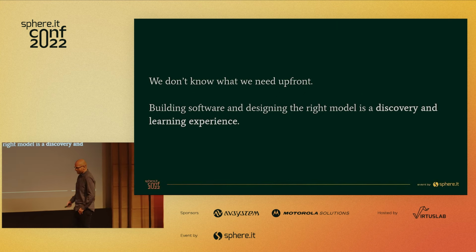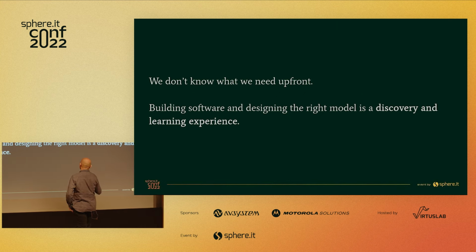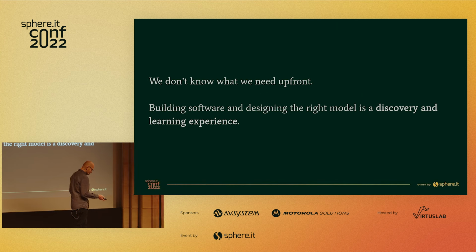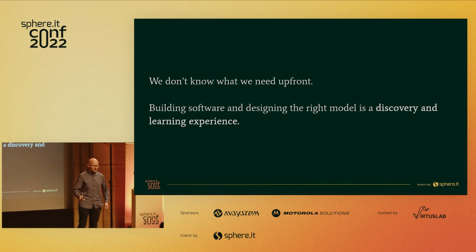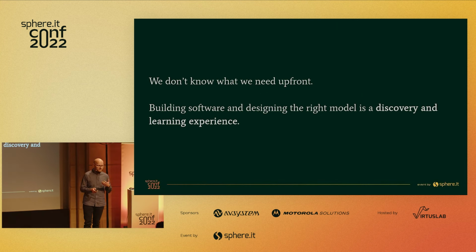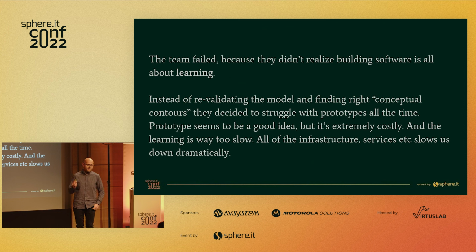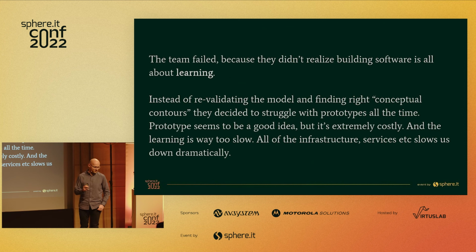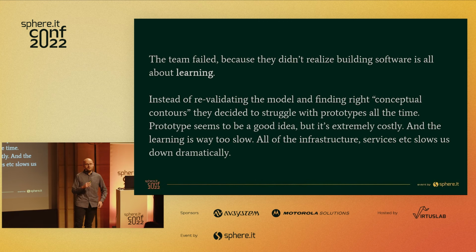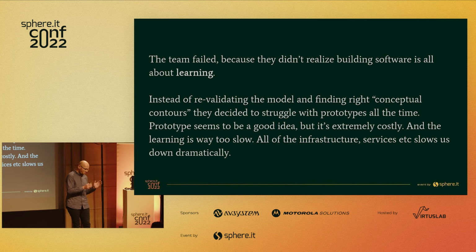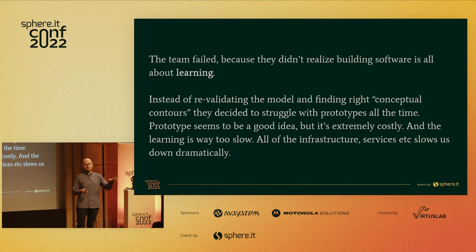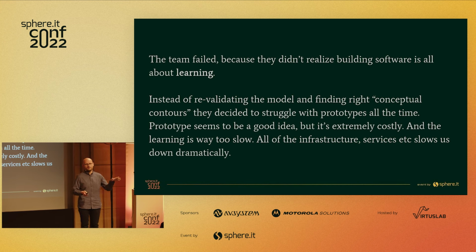And it happened because we as human beings are unable to know what we need up front, right? So building software and designing software is actually nothing more than just a discovery and learning experience. So this particular team failed because they didn't realize it. Instead of revalidating the domain model, what they were doing was creating costly prototypes. And by prototypes, I mean building everything from scratch, including infrastructure, UI, application layer, and all that kind of stuff.